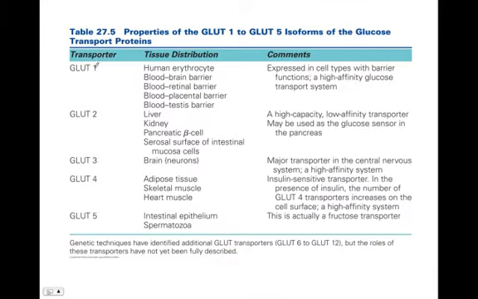You can review the different types of GLUT transporters in Table 27.5. GLUT1, which is insulin insensitive, is primarily on the red blood cell. And we know that red blood cells are reliant on glucose as an energy source as they lack mitochondria. GLUT2 is insulin insensitive and is primarily found on the liver. And again, GLUT4 is our insulin-sensitive transporter that is recruited to the plasma membrane in response to insulin and is primarily found on adipose and skeletal muscle.